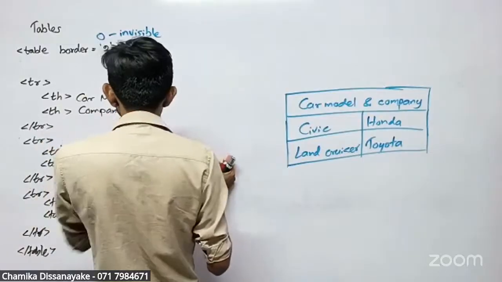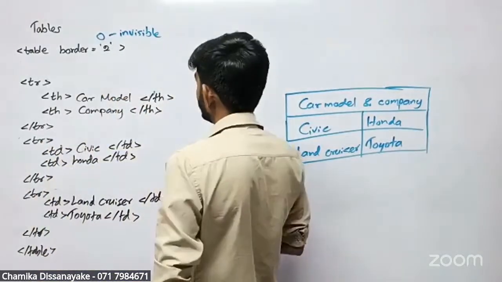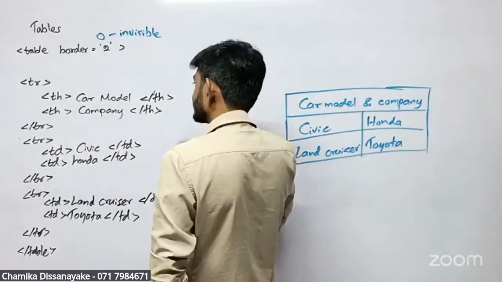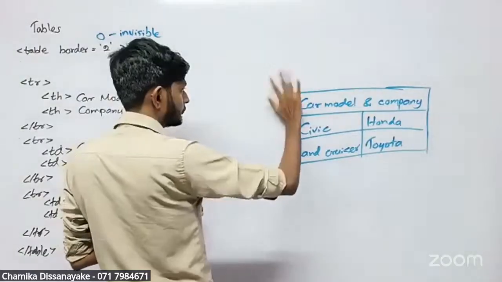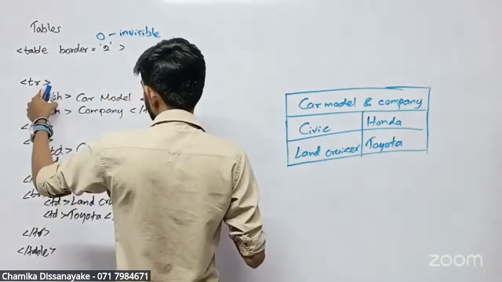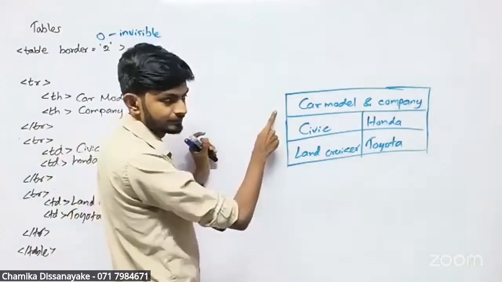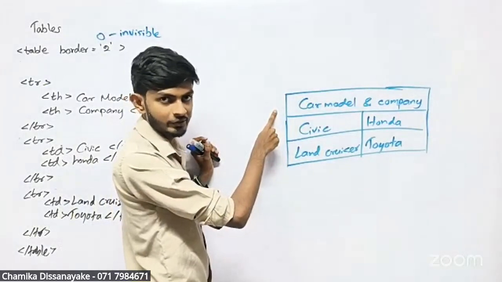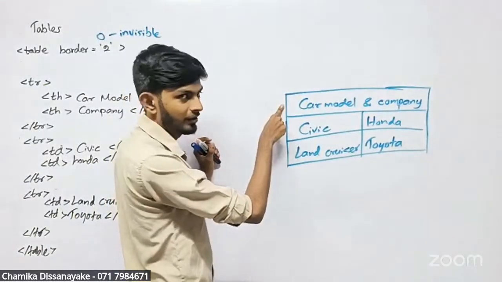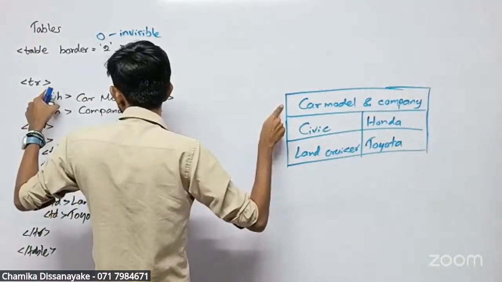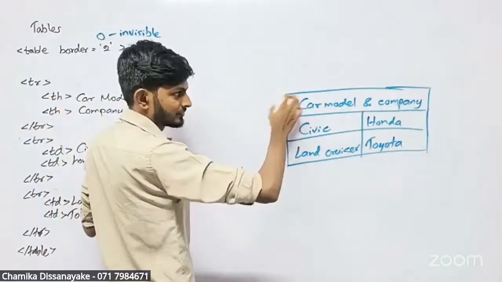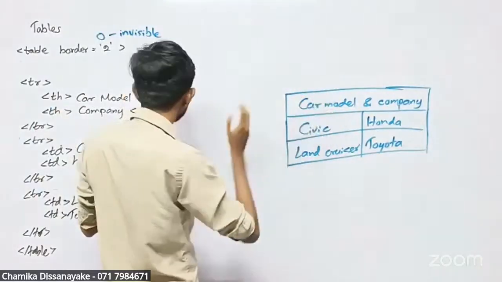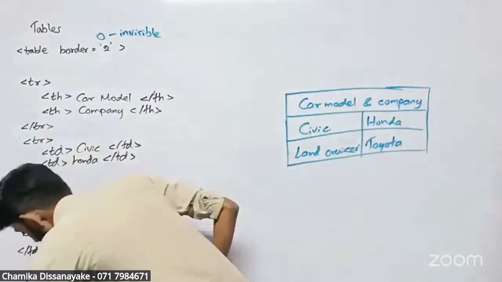Okay. So let's try from the beginning. Here I have created the table. There is no caption. First of all, I have to create the row. So here I am going to create the row for this one. Then I have to create the heading. This is the heading. So I have created the heading.